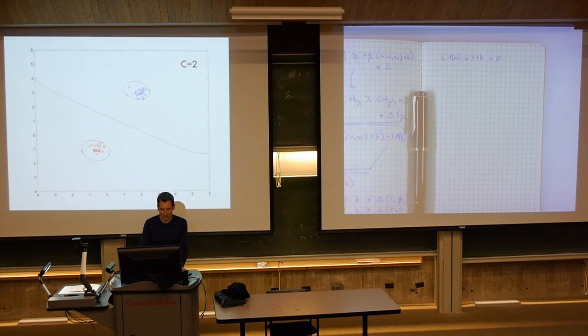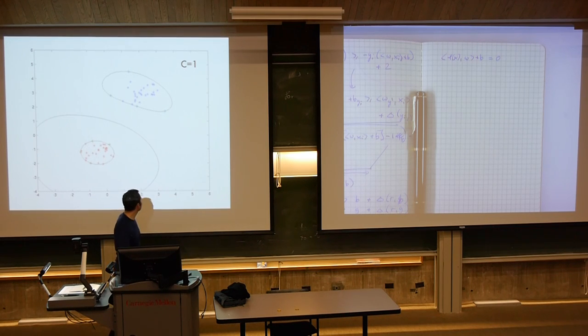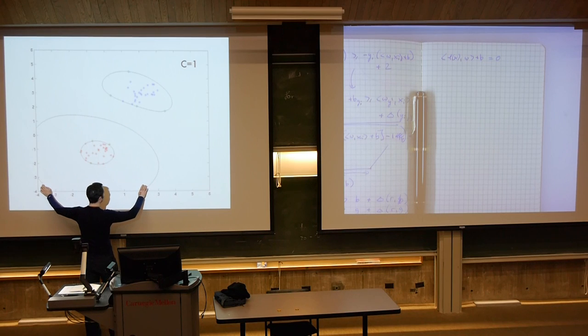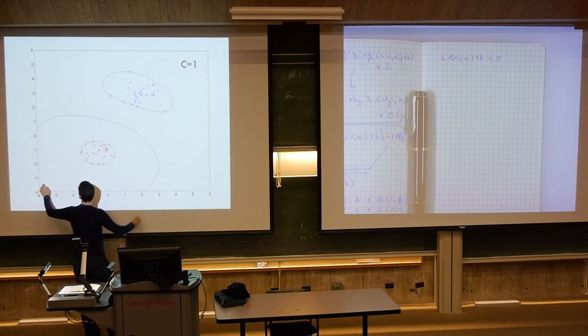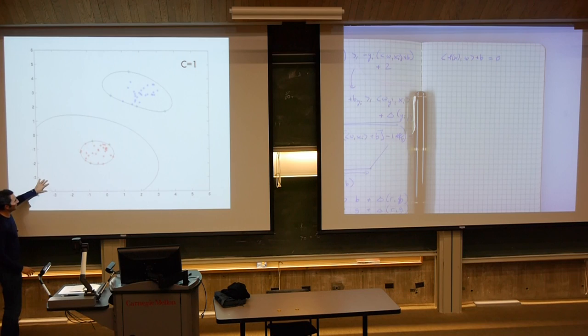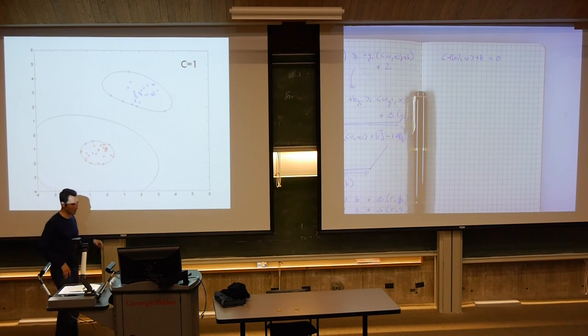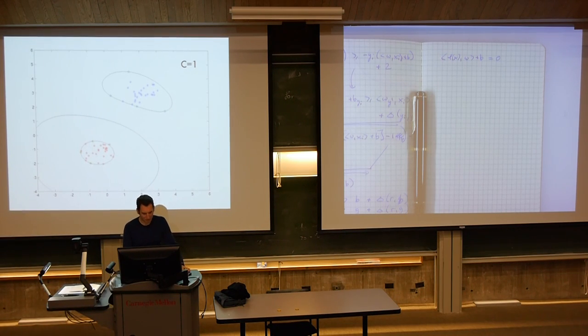As we crank up C, again, you can see that nothing really happens because we get this nice nonlinear separation. Now, let's take a case where we have more data, more noisy data. So this is my separating hyperplane. It's kind of strange that over here it would get it wrong, but since there's no data, I don't really pay for that.